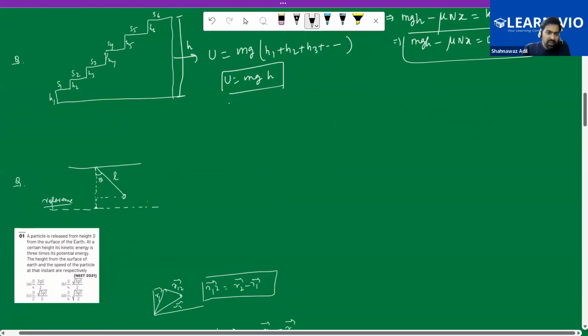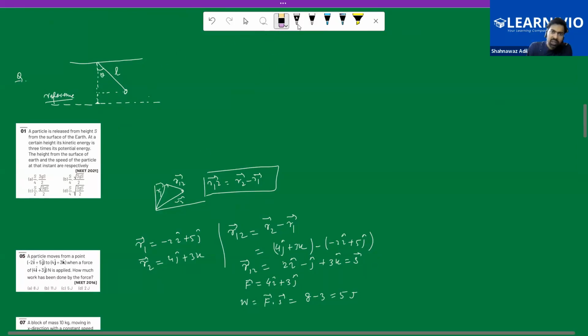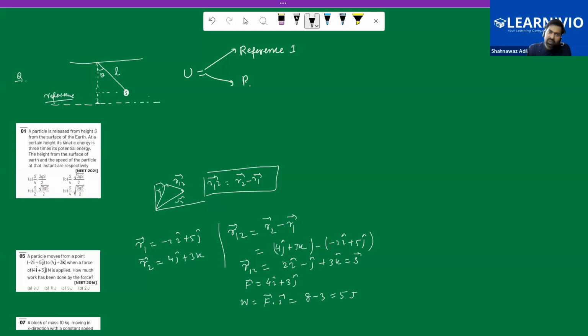Okay, but if we have this question, and we want to calculate what is the potential energy of the object at this point, right? So we want to find out the potential energy, and there are two scenarios. One is that we are measuring this in reference one. We are measuring this thing in reference two.